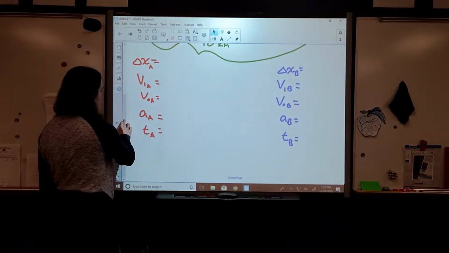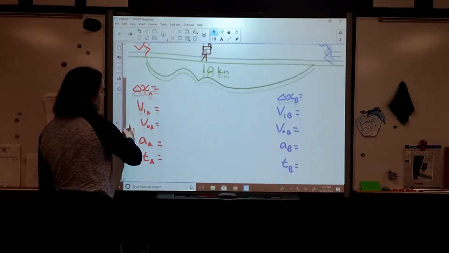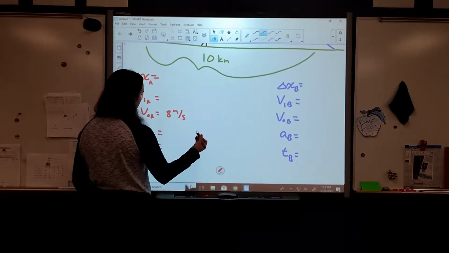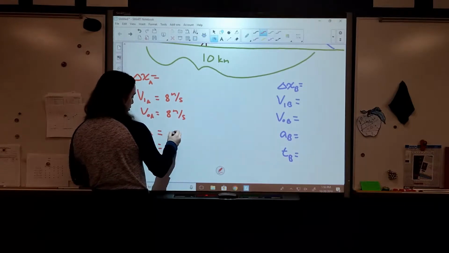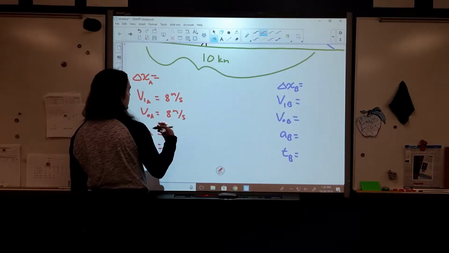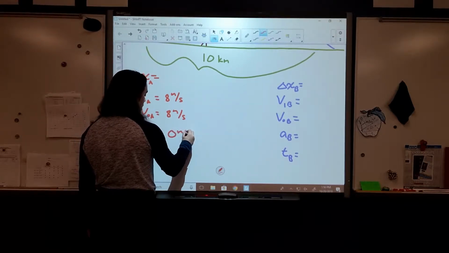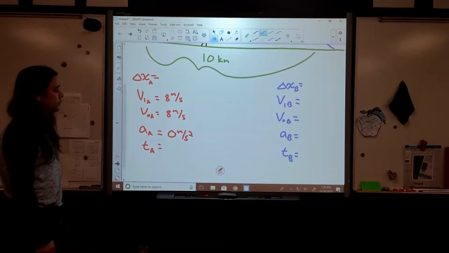Okay, we don't have a whole lot of information, but we've got some. I did say that runner A is running with a constant velocity of 8 meters per second. So that's our initial velocity. And because it's a constant value, it's actually our final velocity as well. We could point out that since runner A does not speed up or slow down in one-dimensional motion, they're running with a constant speed, we also know that their acceleration is 0 meters per second squared. So we can fill in some good information.